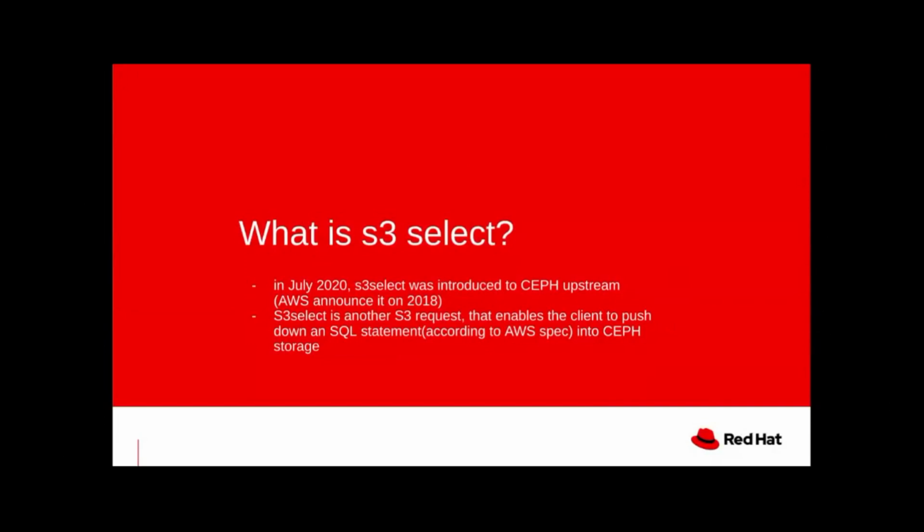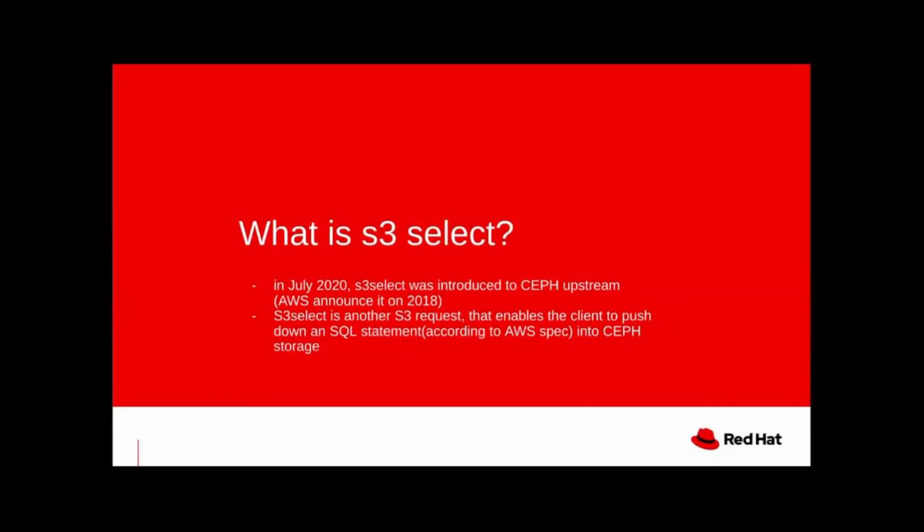So first, in July 2020, S3 Select was introduced to Ceph upstream. AWS actually did it 2 years before that. S3 Select is another S3 request. It enables the client to push down an SQL statement into the Ceph storage. And I must note that this SQL dialect is according to the AWS spec.